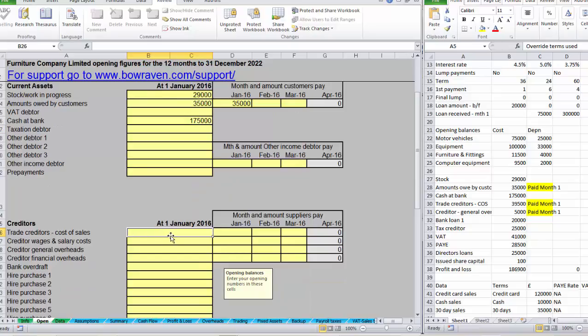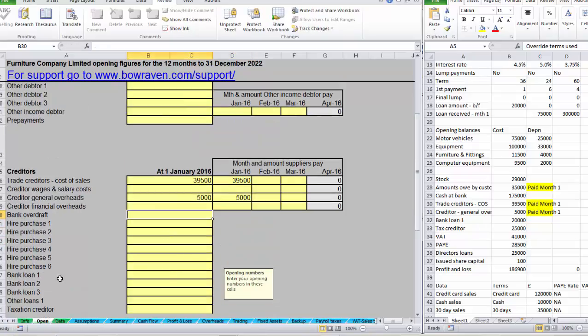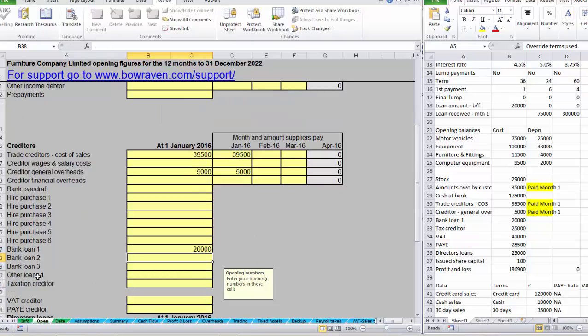Moving down, my trade creditors to do with cost of sales is £39,500, again paid in month one, or January. On my general overheads, it's £5,000, again paid in month one. My bank loan, which we've already set up how it's repaid, at the opening was £20,000. My taxation creditor is £25,000. My VAT creditor, £41,000. PAYE, £28,500.